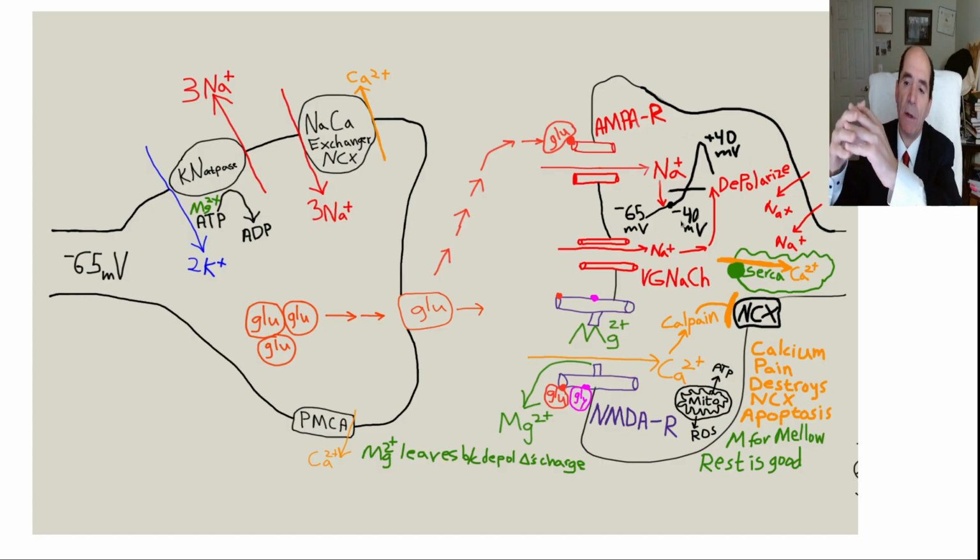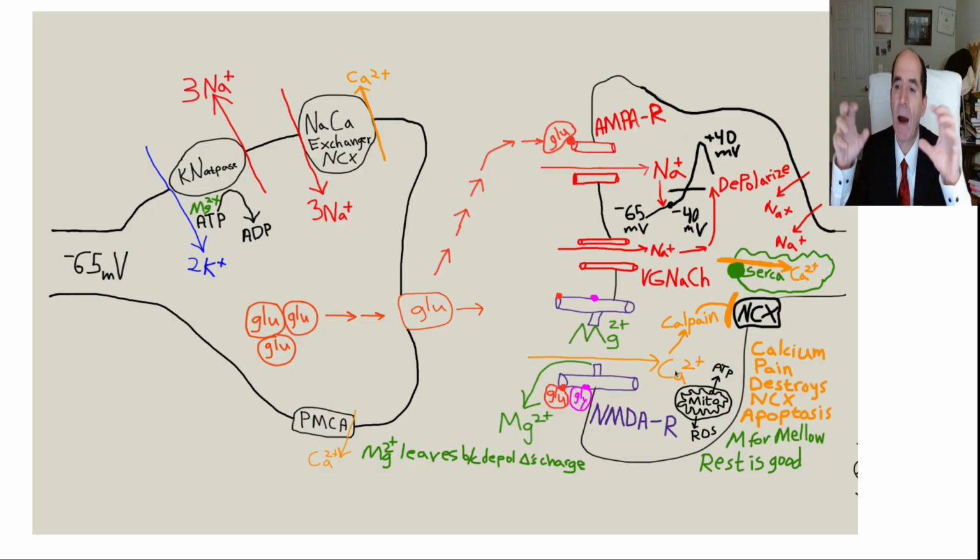And as you become less negative, less polarized, this is called depolarization, that leads to the magnesium bouncing out of the center of the NMDA channel, because there's no longer the strong negative charge for it to be attracted to. And then the NMDA channel is opened up and calcium flows in. And this happens all day long normally, and it's what should happen.